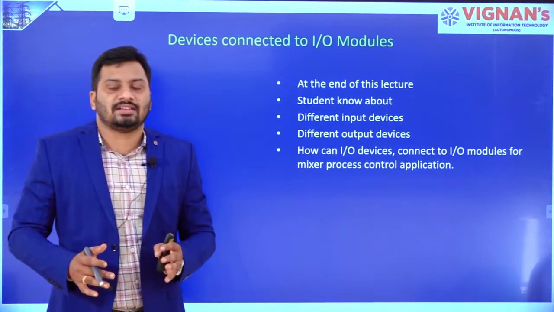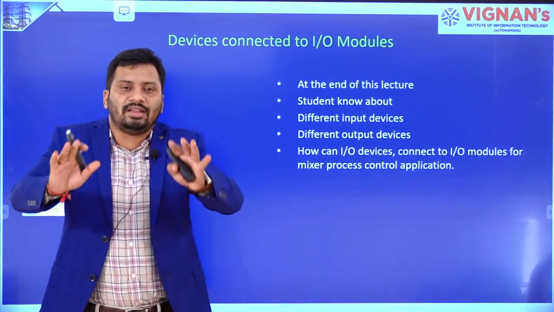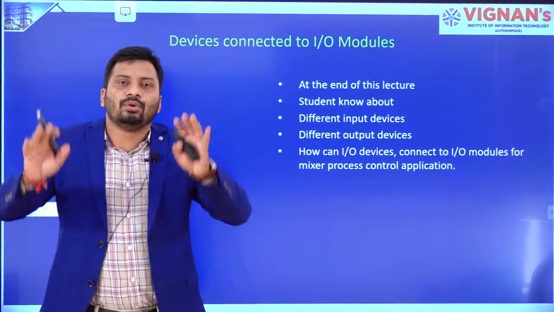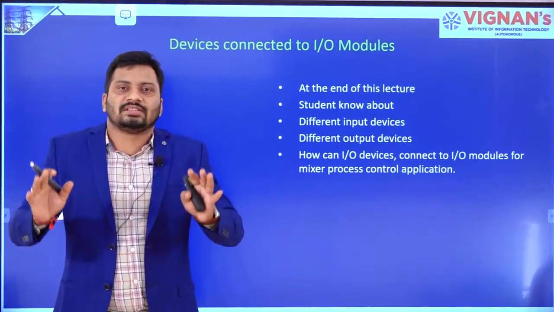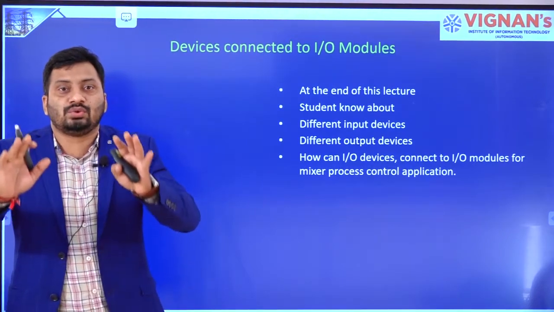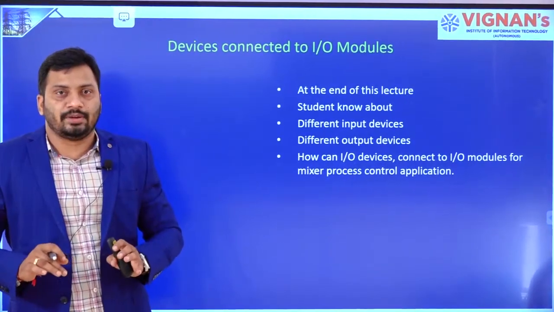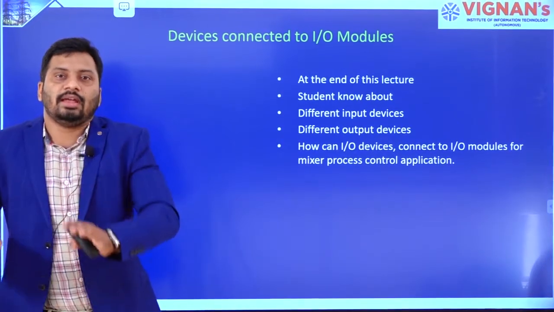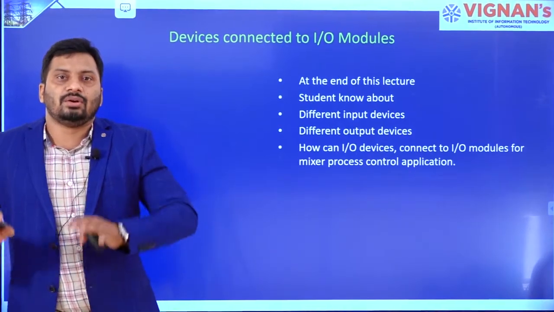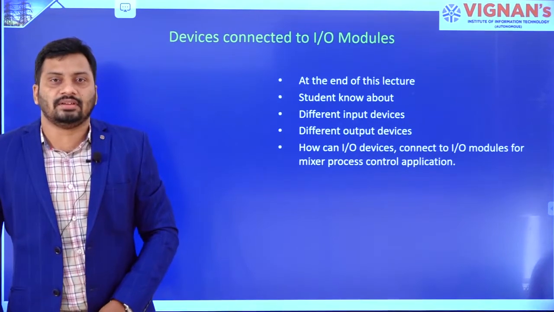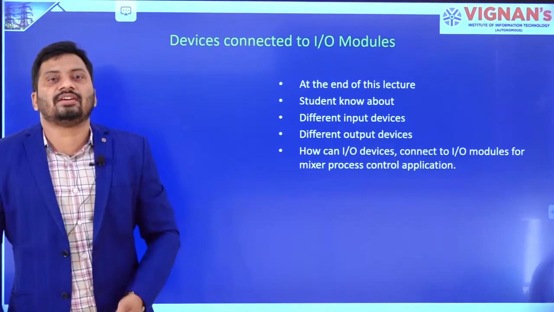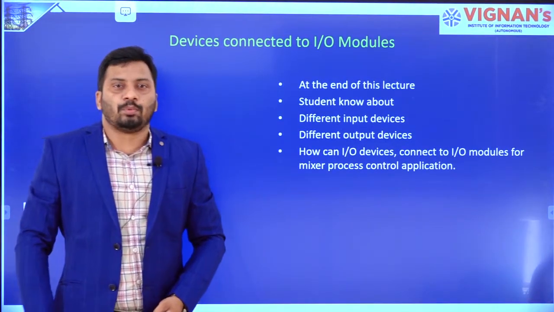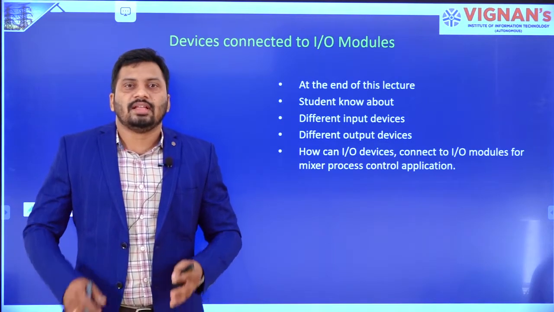By the end of this class, you should be able to identify at least a few switches, sensors and transducers used in the industry atmosphere, as well as the devices which act like actuators in the industry to control different parameters. That means the devices which are connected to the output module. Those we are also going to discuss in this class.